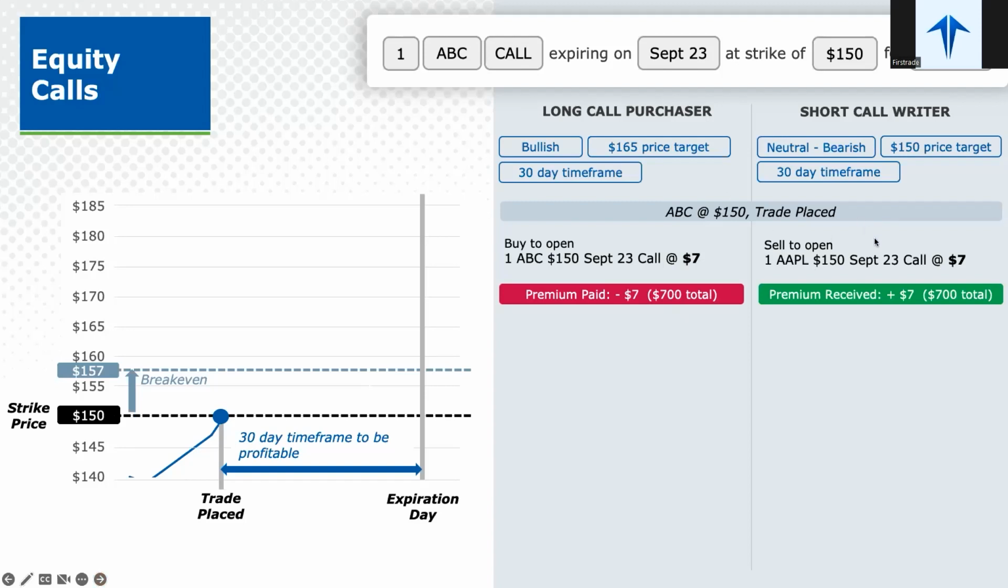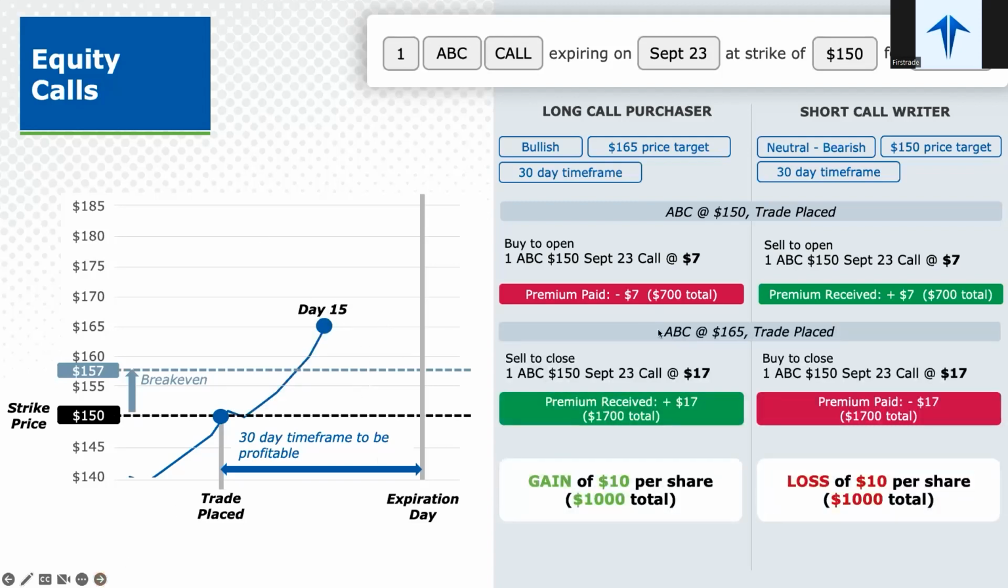So paid 7, received 7, we've got our price targets and our time frame. Break even is the same. So let's just see what happens throughout the expiration period. So let's say we get to day 15, halfway through the life of our contract. ABC goes exactly where the long call purchaser assumed it would. They sold to close their ABC call at 17 and they received $1,700 total. The short call writer had to buy to close their option at 17 and paid a premium of $1,700 total.